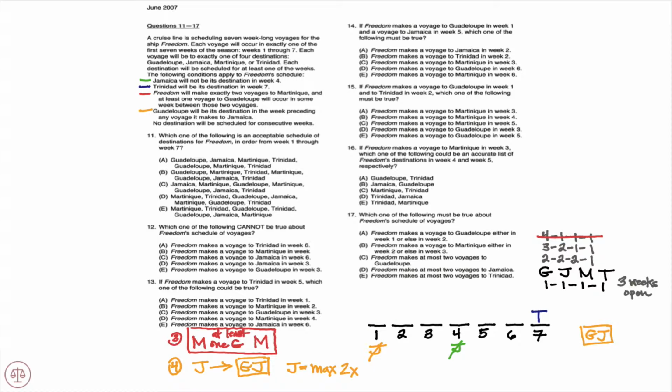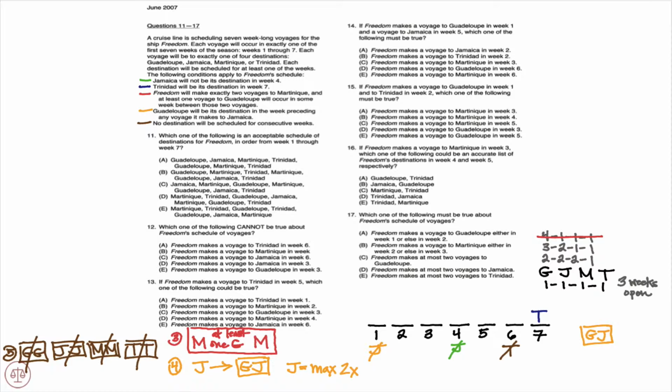And now turning our attention to the 5th and final condition, no destination will be scheduled for consecutive weeks, so telling us that we can't have Guadeloupe, Jamaica, Martinique, or Trinidad in consecutive weeks. And we know, since we have Trinidad in week 7, that we cannot see Trinidad again in week 6. And that is the setup for this game.